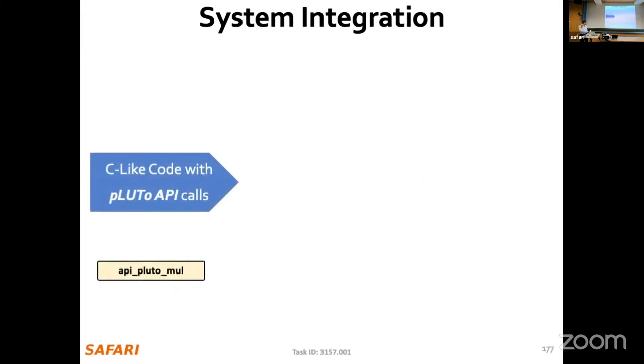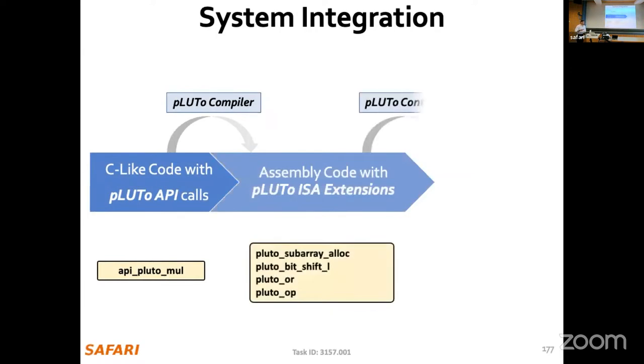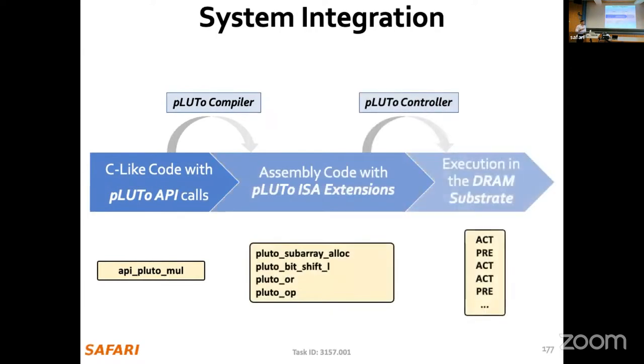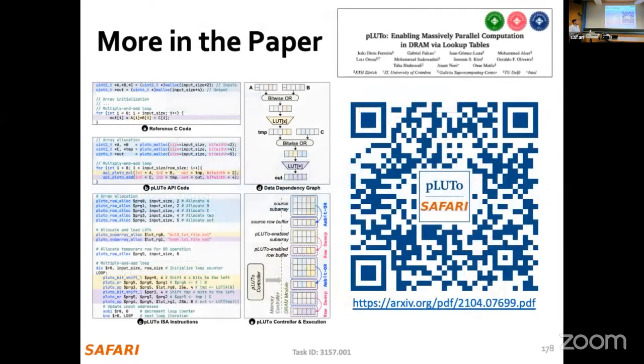We also talk in the paper about some system integration to use this. We have a compiler that calls some APIs and translates this to ISA instructions, and a controller that then issues activate and precharge to realize this Pluto lookup table operation. And in the paper, we further explain how this is done with this really beautiful figure that I drew myself.